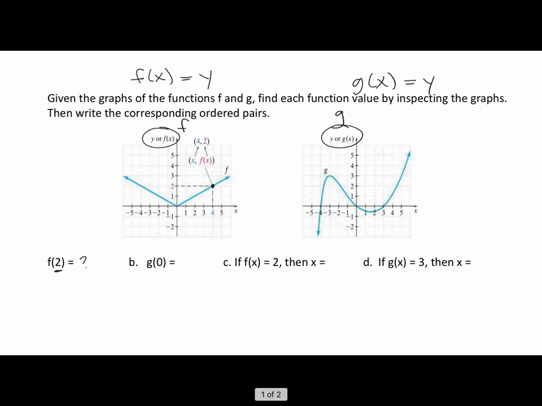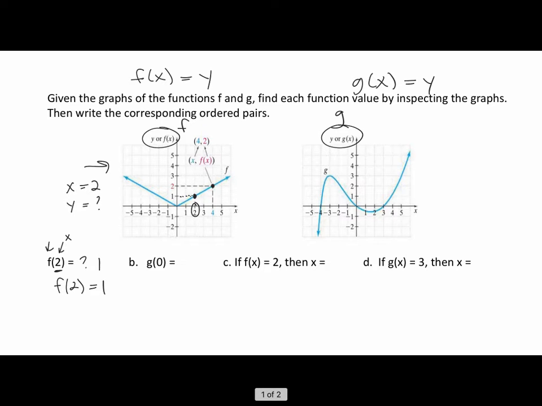So that's the first thing I noticed from this question, is that I'm talking about f. So I'm going to be using that first graph. And this 2 is where the x should be. So they're saying x equals 2, find y. Alright, so x equals 2. Let me go to the graph. Right here is a point on this graph, and that's where y equals 1. So f of 2 equals 1.